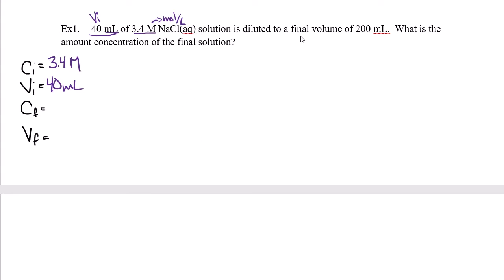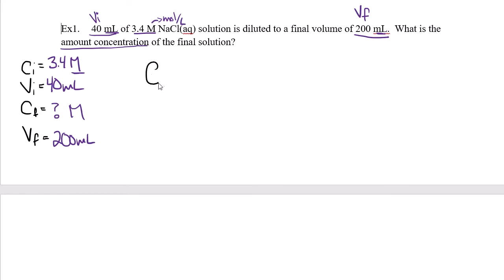I diluted it to a final volume of 200 milliliters. Again, it's got volume units, so I can tell that's my VF, 200 milliliters. And then I'm looking for my final concentration. What is the amount concentration? And it tells me what units I'm looking for, right? But I would also be aware that because I'm plugging in molar on my CI, my CF is going to come out in units of moles per liter as well. So I've picked out my variables.